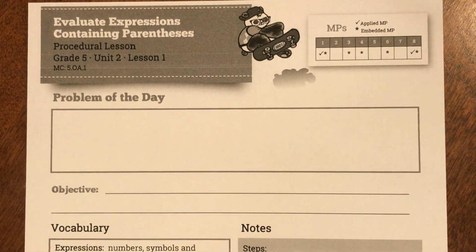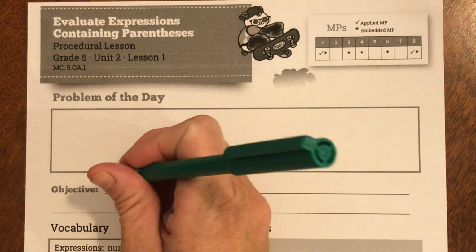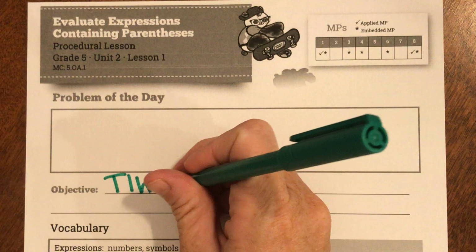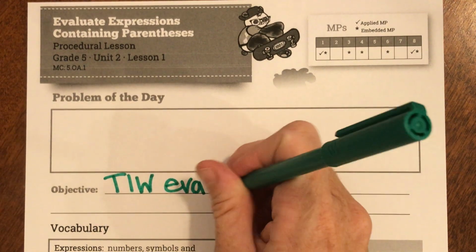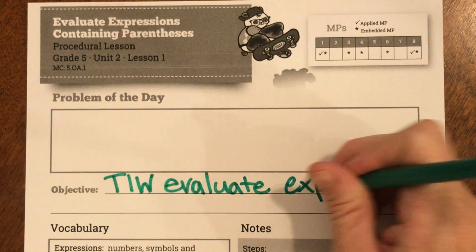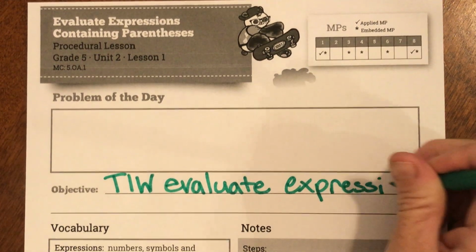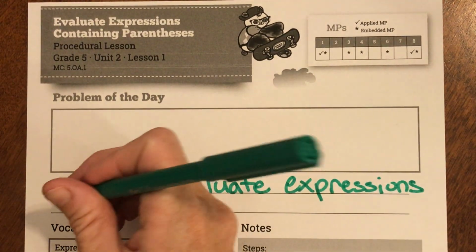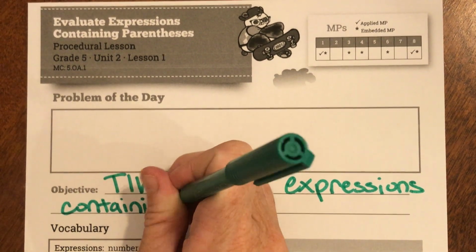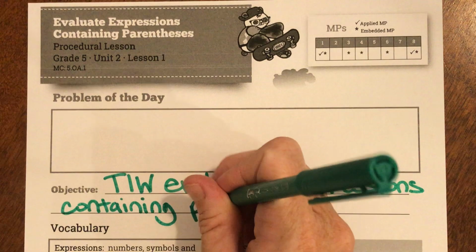Today we're on page 93 of our student journal, and we are starting our new unit. So today's goal, or our objective, is: today I will evaluate expressions containing parentheses.